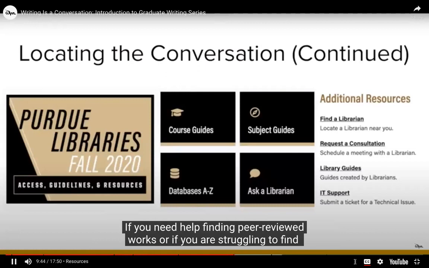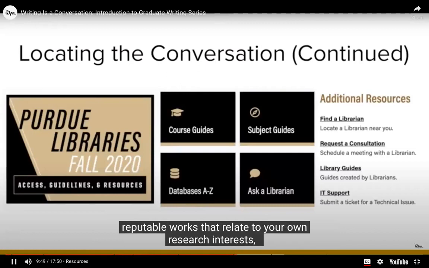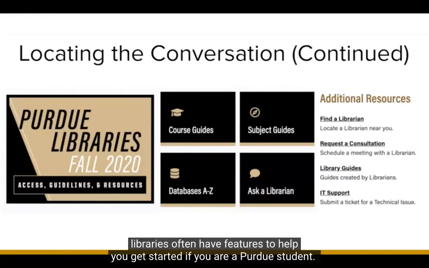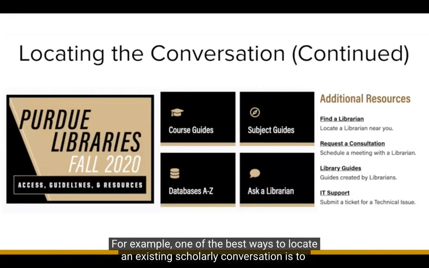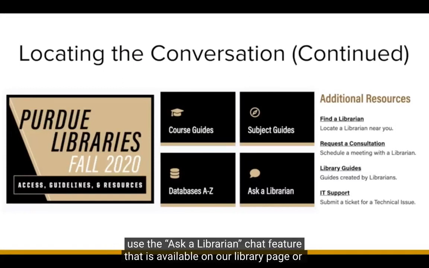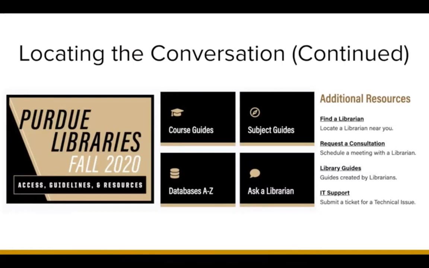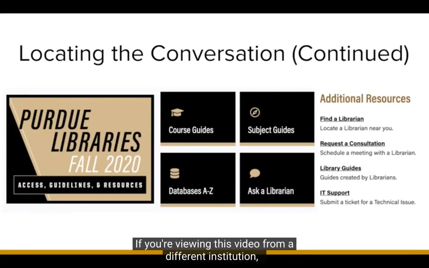If you need help finding peer reviewed works, or if you are struggling to find reputable works that relate to your own research interests, libraries often have features to help you get started. If you are a Purdue student, for example, one of the best ways to locate an existing scholarly conversation is to use the Ask a Librarian chat feature that is available on our library page, or to schedule a consultation with a reference librarian. If you're viewing this video from a different institution, check out the resources available to you through your university.